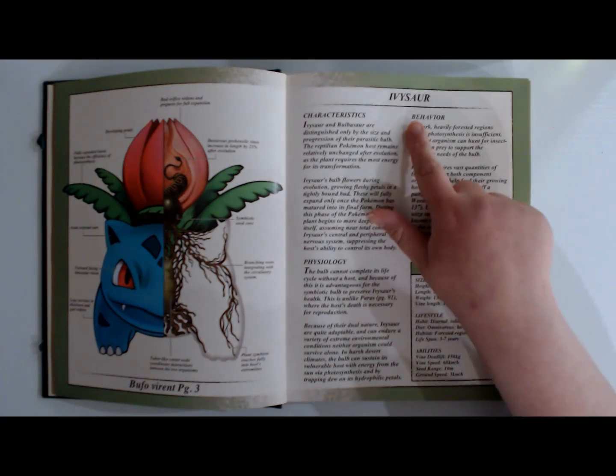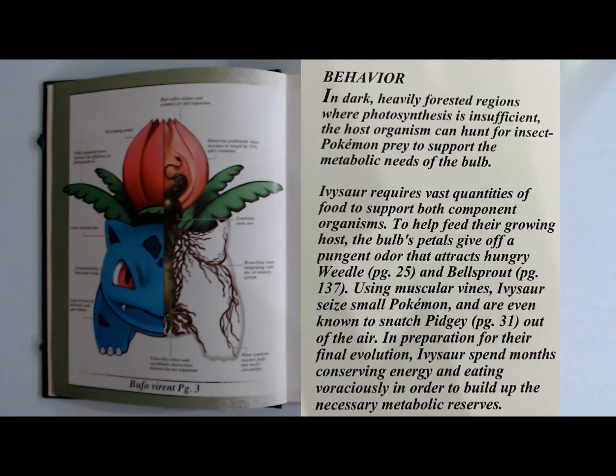In section 3, we are covering behavior. In dark, heavily forested regions where photosynthesis is insufficient, the host organism can hunt for insect Pokemon prey to support the metabolic needs of the bulb. Ivysaur require vast quantities of food to support both component organisms.